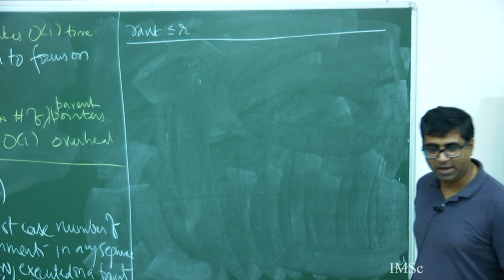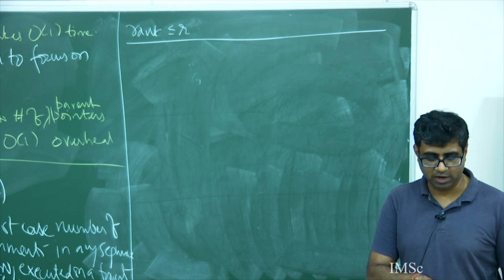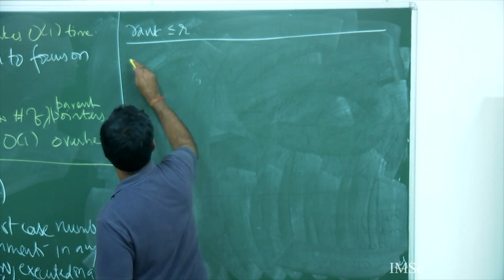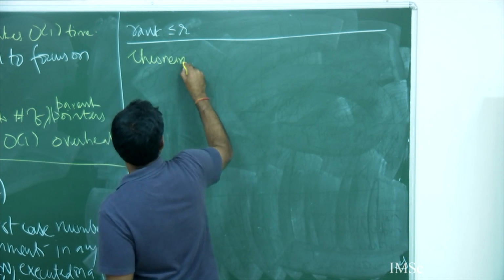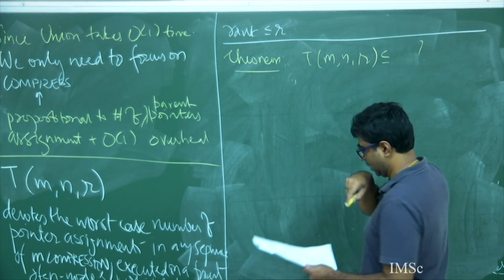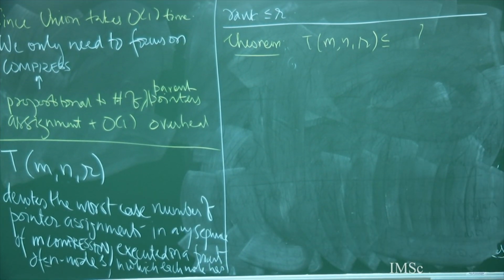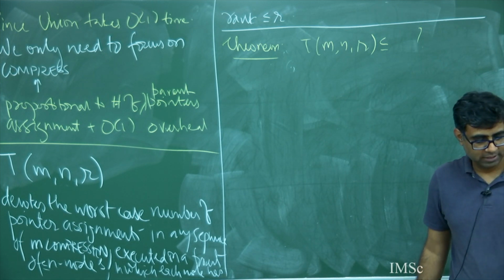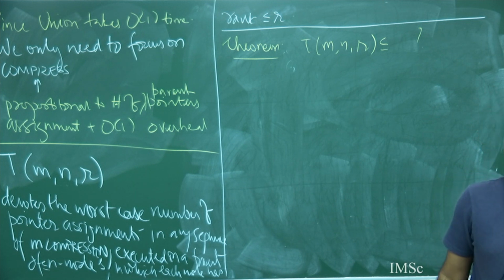Okay? So we need some kind of trivial upper bound of T(M, N, R) for the base case. Can you say something? Can you give me an upper bound in terms of R? Each node can change parents how many times? Each node can change parents at most R times.